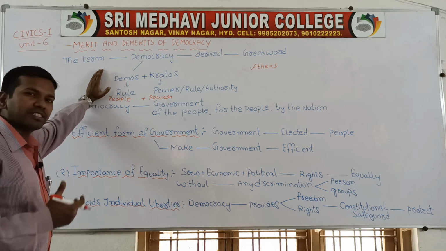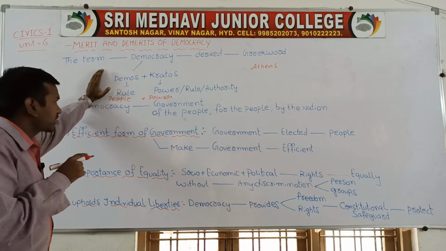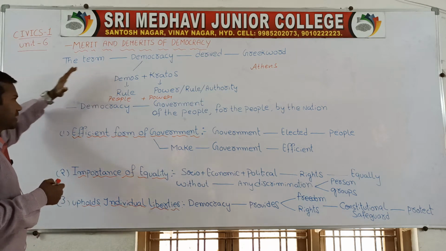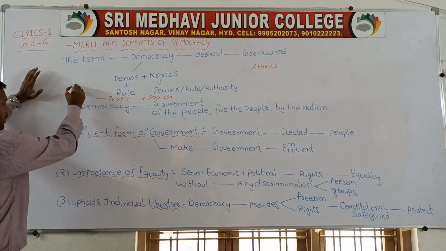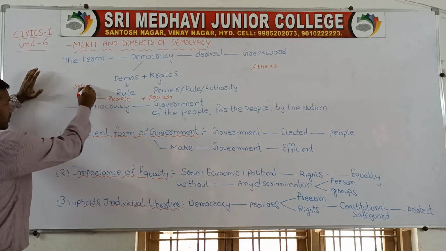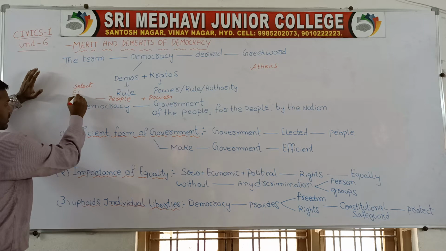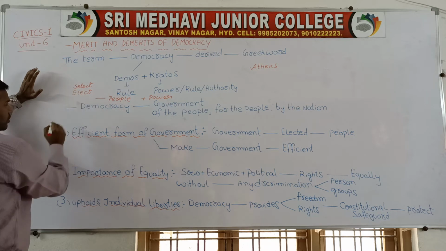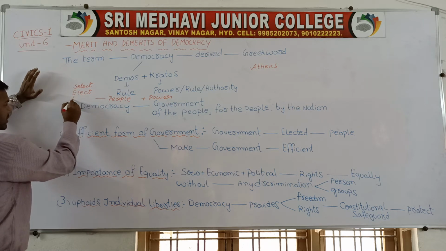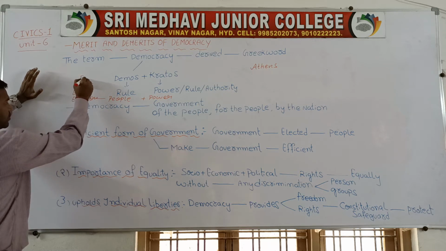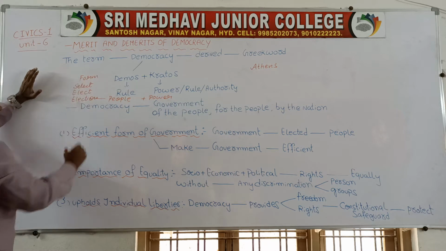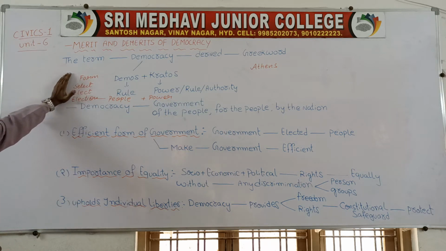How are the powers vested in the hands of people? In these countries, most of the powers are under the control of the people, because people have the right to select the government, the right to elect the government. People can participate in elections. People themselves can form the government. So overall, all the powers are under the control of the people.